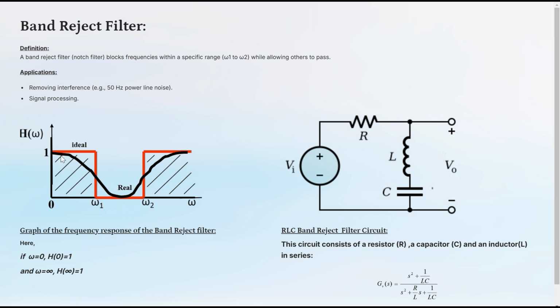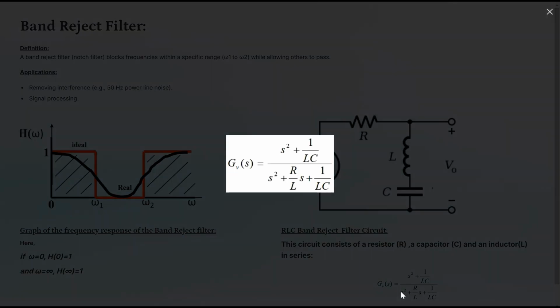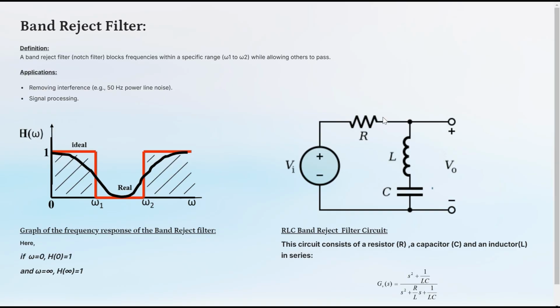Now we talk about the real and ideal conditions for this. An ideal band reject filter has zero gain in the blocked frequency range. And a real band reject filter has gradual roll off near the blocked range with non-zero attenuation due to the resistance. And here an RLC band reject filter is given, which consists of a resistor, capacitor, and inductor in series. And a formula for the transfer function is also given.